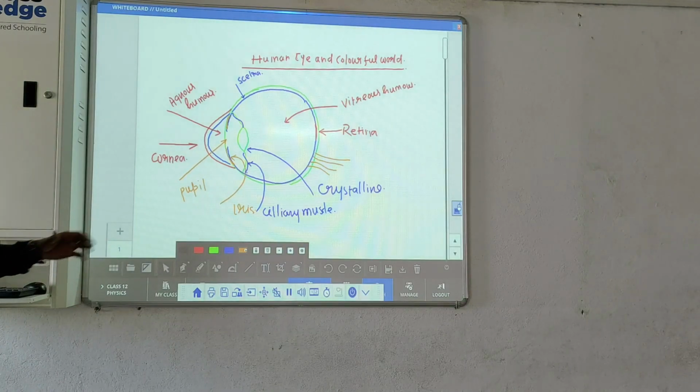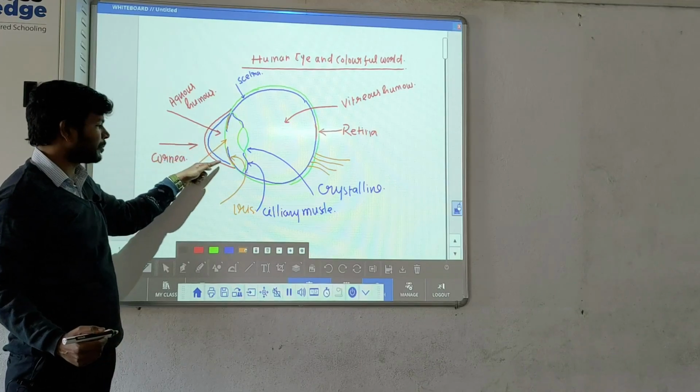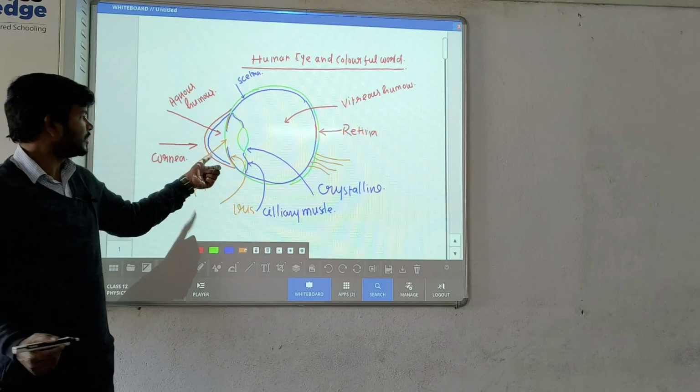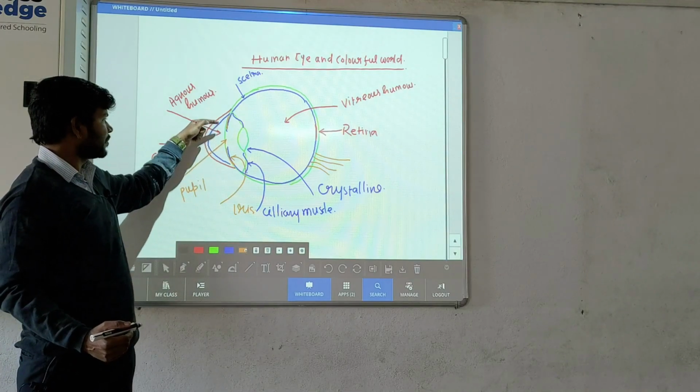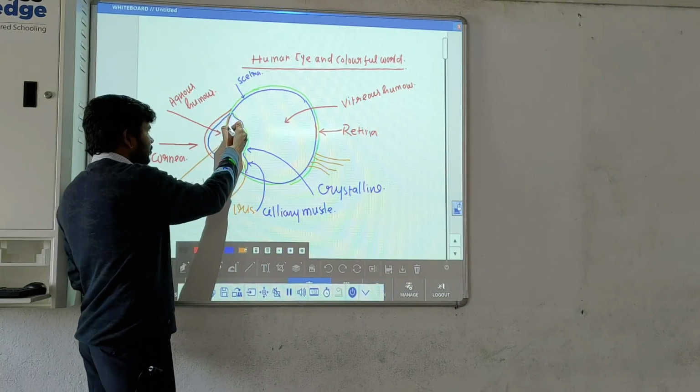Let's again recall the basic parts. First part is the cornea. This is the outermost curved part of the human eye, through which the light will enter into the human eye, known as cornea. The next part is the iris. This is known as iris. Iris is also known as the window.